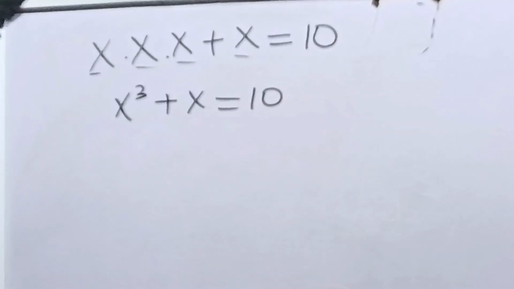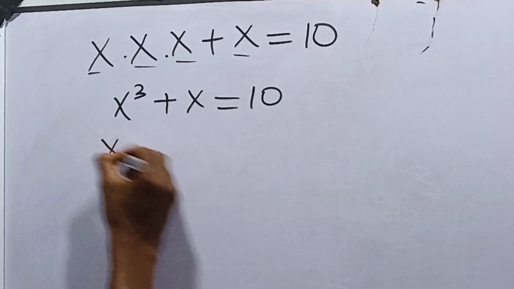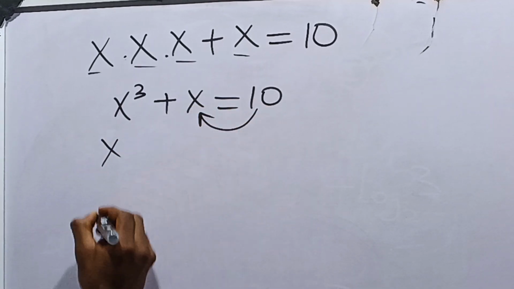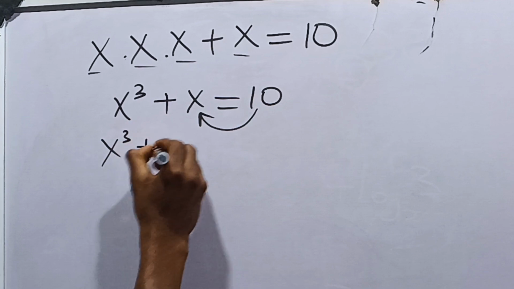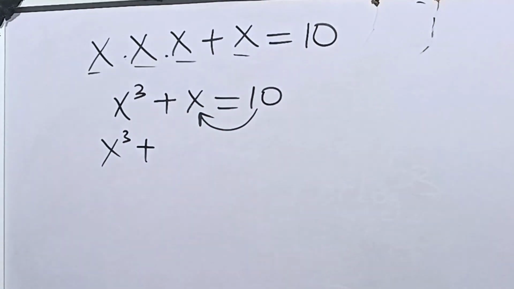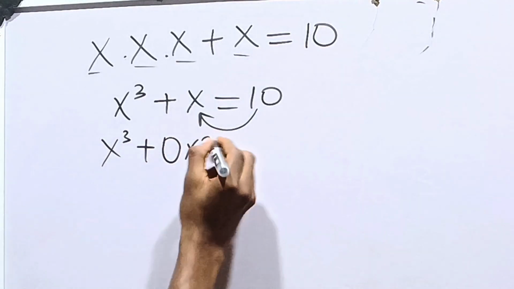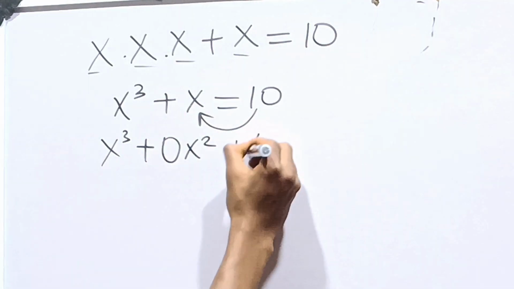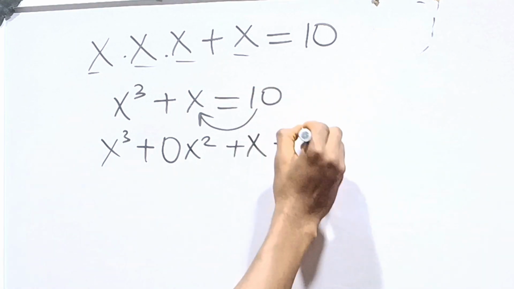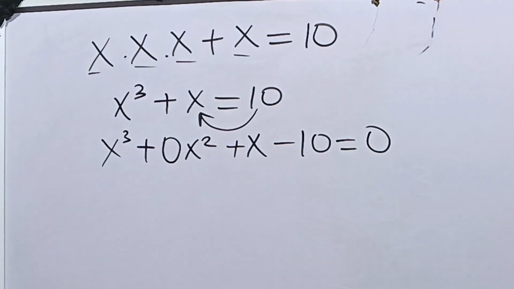Now, the first thing we can do here, let's make this 0. So we put this 10 over to this side, so that we have x cubed plus, what's the next term that should come after x cubed? Okay, so the next term that should come after x cubed is x squared. So we have 0x squared in descending order, plus, now we have our x, minus, we have our constant term which is 10 to be equal to 0. We have a beautiful polynomial equation, the cubic polynomial equation.